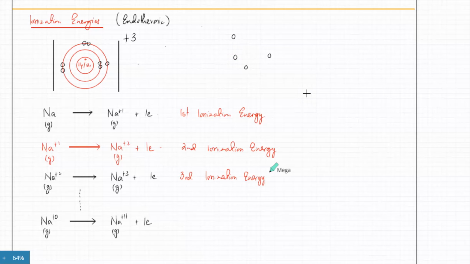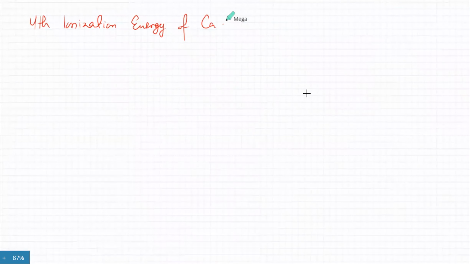Yes, sir. So now the first thing is you have to learn how to write the equations. So for example, they ask you to write this equation. Let's say they ask you, what's the fourth ionization energy of calcium? So how would you write the equation?